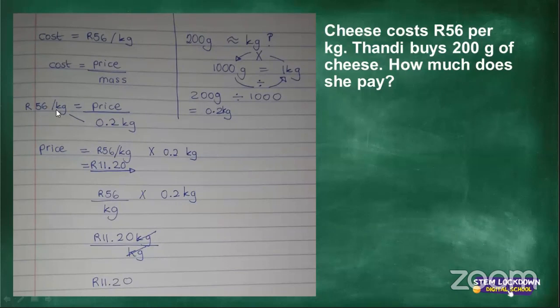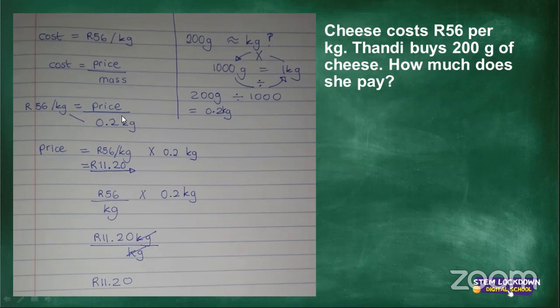So it's 56 rands per kilogram equals price over 0.2, because when you are substituting in, you've got the rate and you've got the mass. How did I get 0.2? We are given 200 grams. I converted the 200 grams to kilograms because my rate is given in rands per kilogram. That is why I had to convert my mass or my weight to kilograms so that I can fit in the formula. We've converted now, that is why we have 0.2 kilograms there.